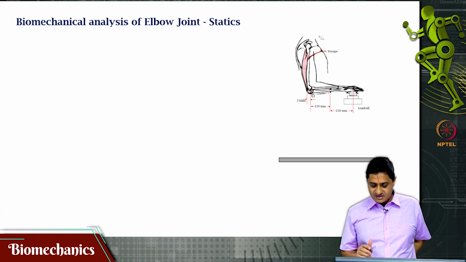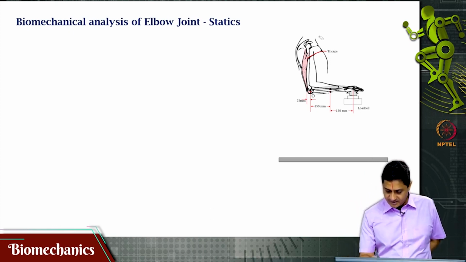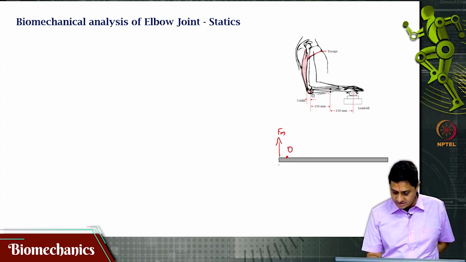This is the situation. I am drawing the free body diagram. The muscle is acting here. That force is what I am interested in finding. I am going to call this Fm. And this is O, the origin or the elbow joint. That distance is 25 mm, very important.